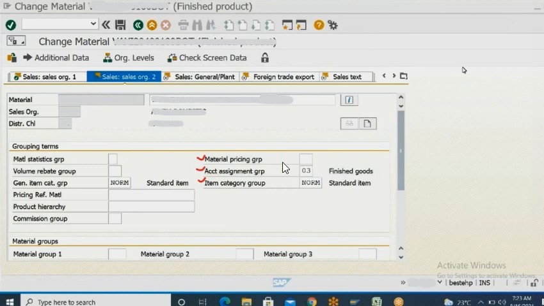Next, material pricing group. Grouping of the materials which will share the same pricing attributes. This material pricing group will be used to group the materials for group condition concept in pricing.